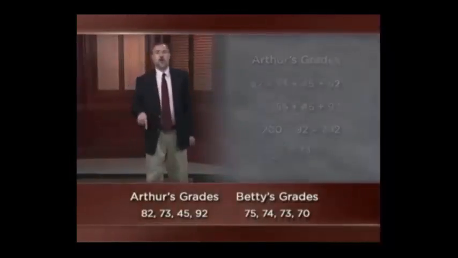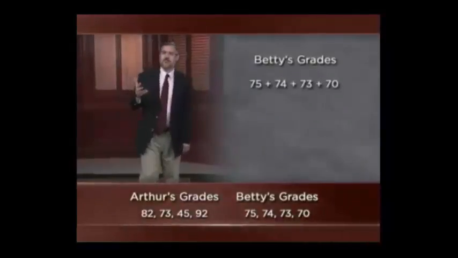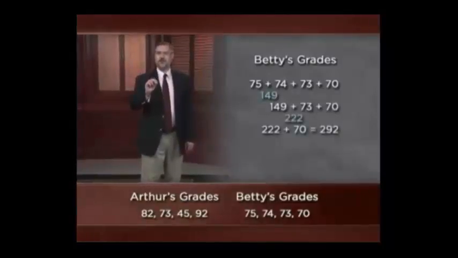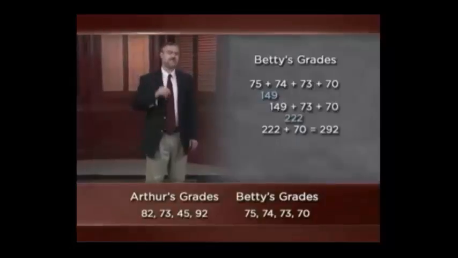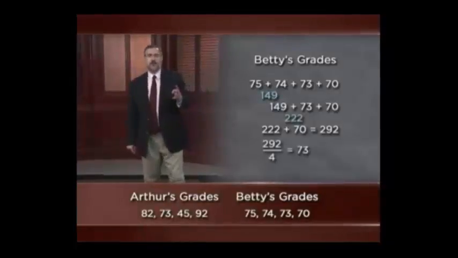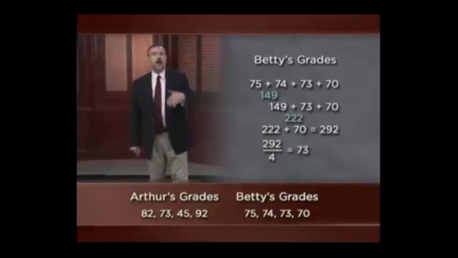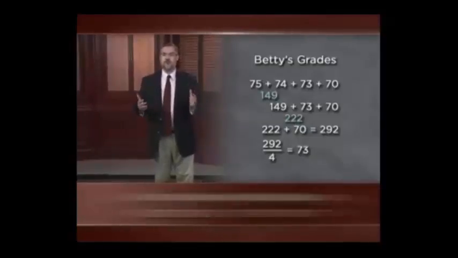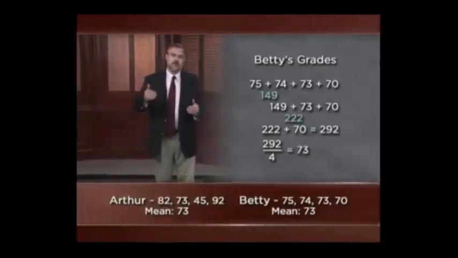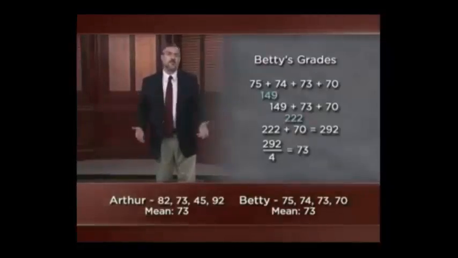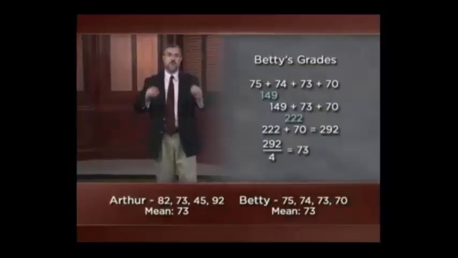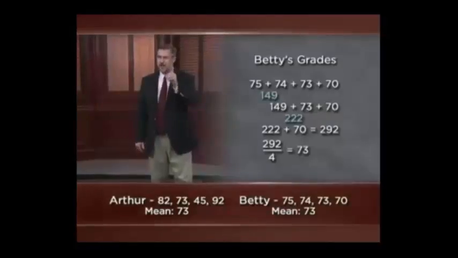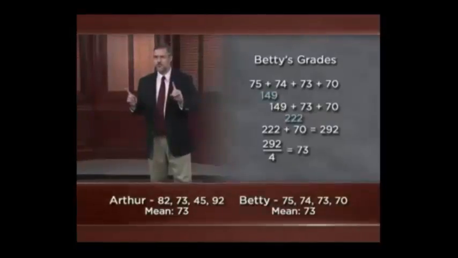Now let's look at Betty's numbers. Well, she had 75, 74, 73, and 70. And when I add those 4 numbers up, I also get 292. You can check my arithmetic there, but that's what I get. And if I divide that 292 by 4 again, because Betty also had 4 exam grades, I'm going to get 73 again. So Betty's mean is also 73. Both students actually have the same mean for their exam grades. Obviously then, the mean isn't going to tell us or notice any difference between the 2 students because the mean is actually the same for both students. So that statistic isn't helping us very much as we try to tell the difference between the 2.